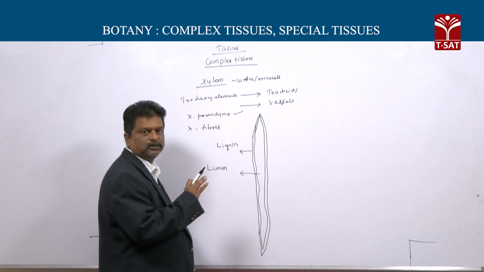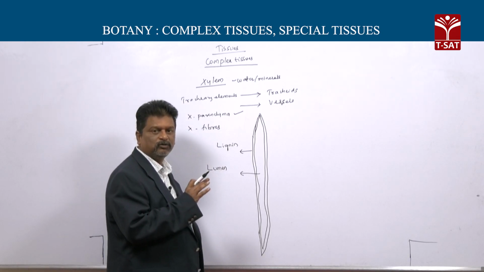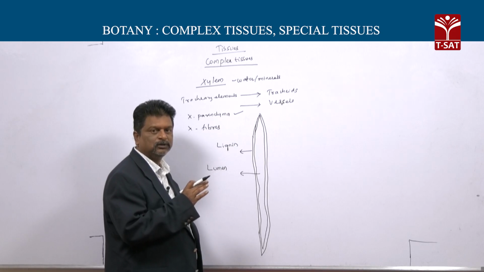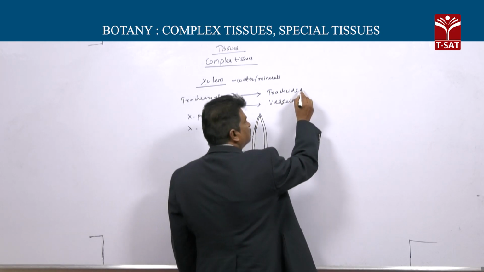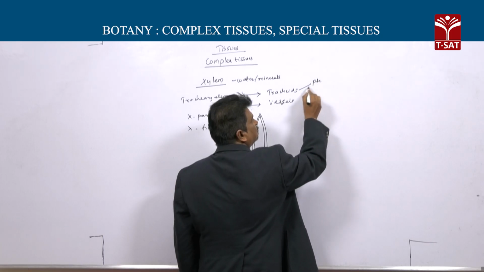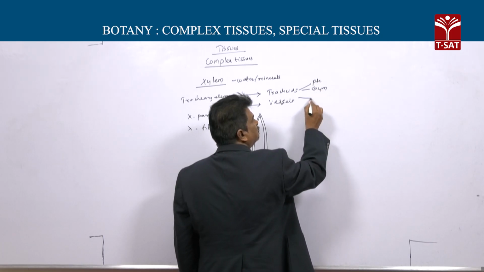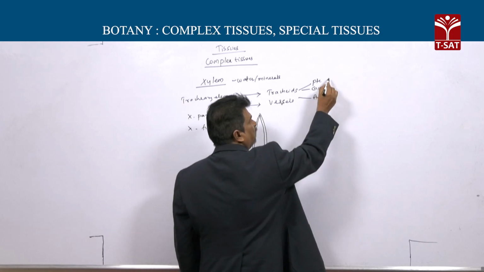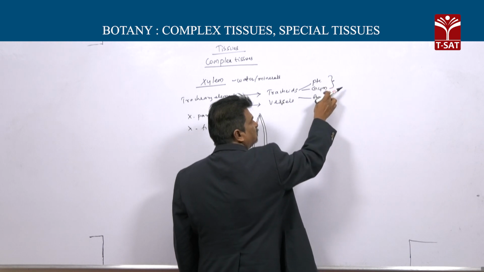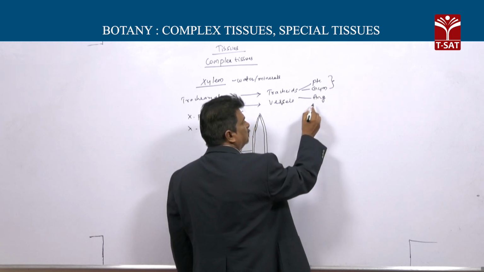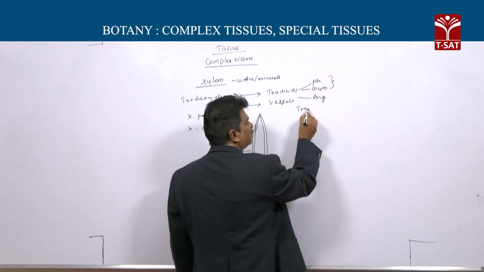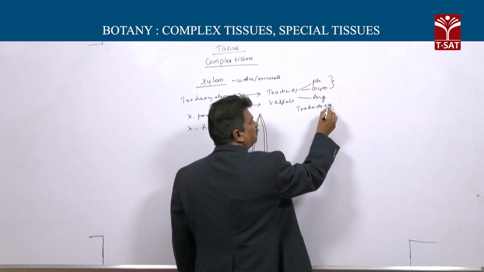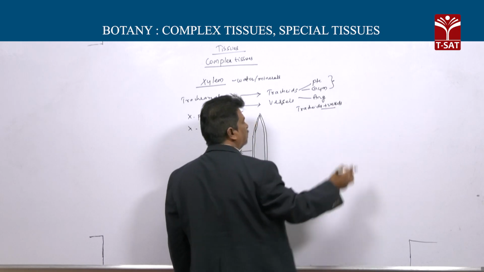Generally, tracheids are partially overlapped, and in tracheids conduction takes place through bordered pits. Tracheids are present in all tracheophytes, meaning present in pteridophytes, gymnosperms, and also angiosperms. Main conducting cells in pteridophytes and gymnosperms are tracheids. In angiosperms, along with tracheids, vessels are present.